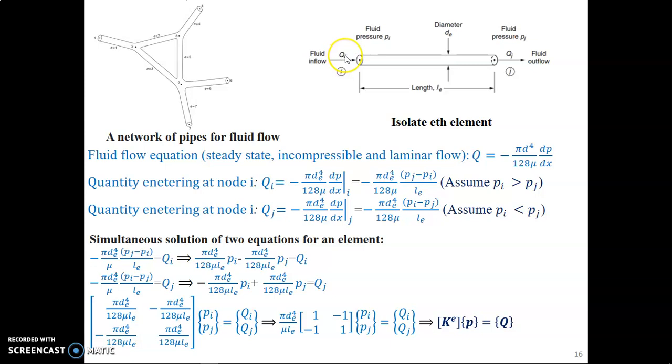Let us assume that Qi is the flow entering at the ith node. The quantity of the lubricant entering through the ith node will be expressed as a function of the pressure gradient at the ith node. We are using the negative sign here because the fluid will flow along the direction of the negative pressure gradient. So the pressure at the jth node will be less than the pressure at the ith node, and the pressure gradient is calculated as P final minus P initial divided by the length of the element. So in the first case, Pi is greater than Pj.